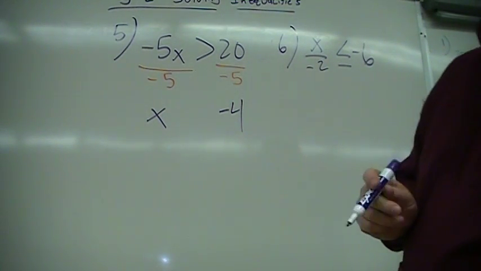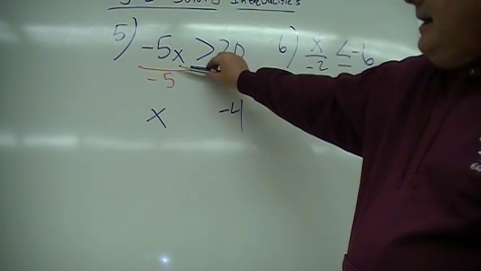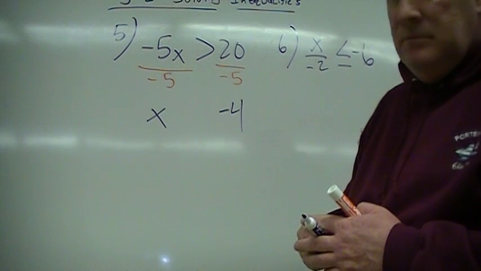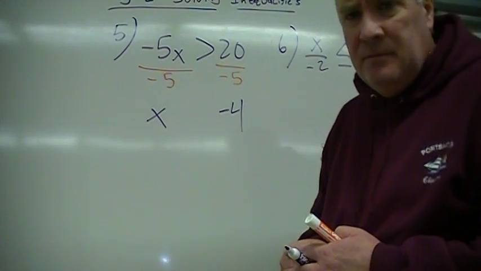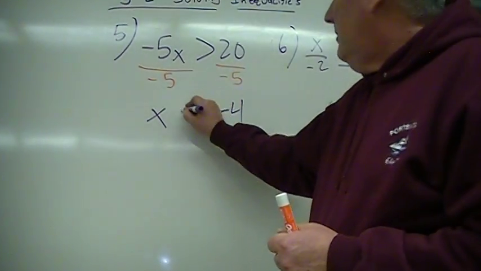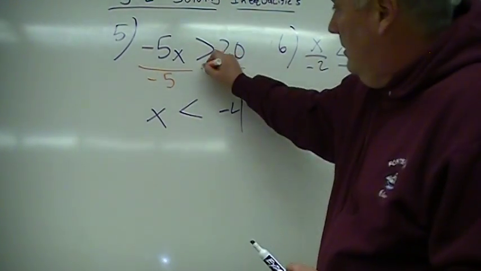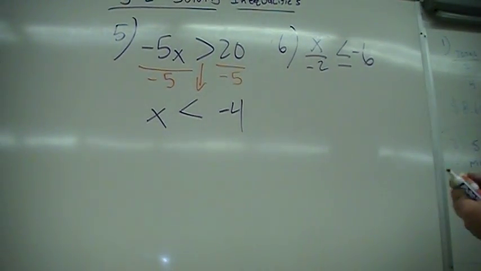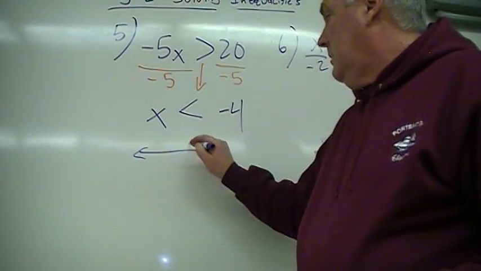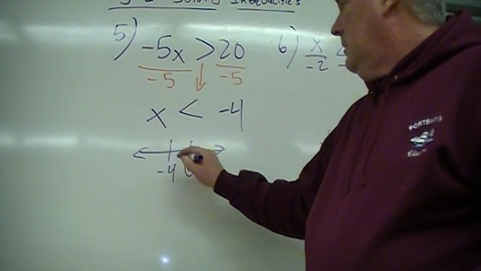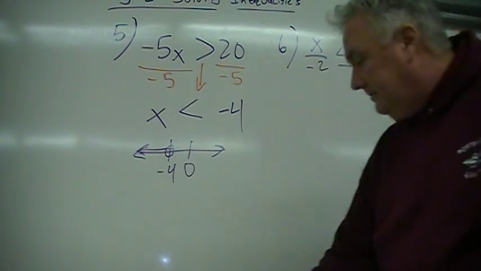Here's the important thing, everybody. This is it. When you divide or multiply by a negative number, you have to change the sign. So it becomes greater than. That's really important. Right there. So x is less than negative 4. Open circle that way.